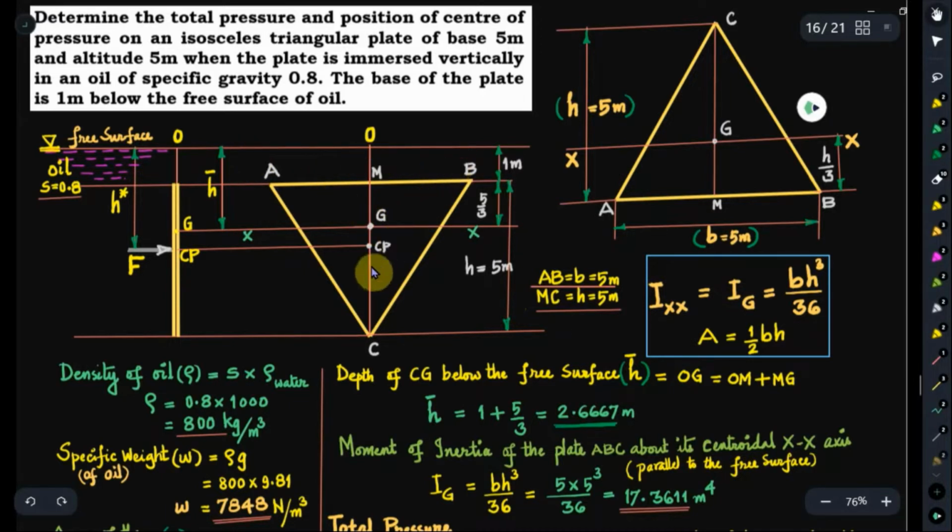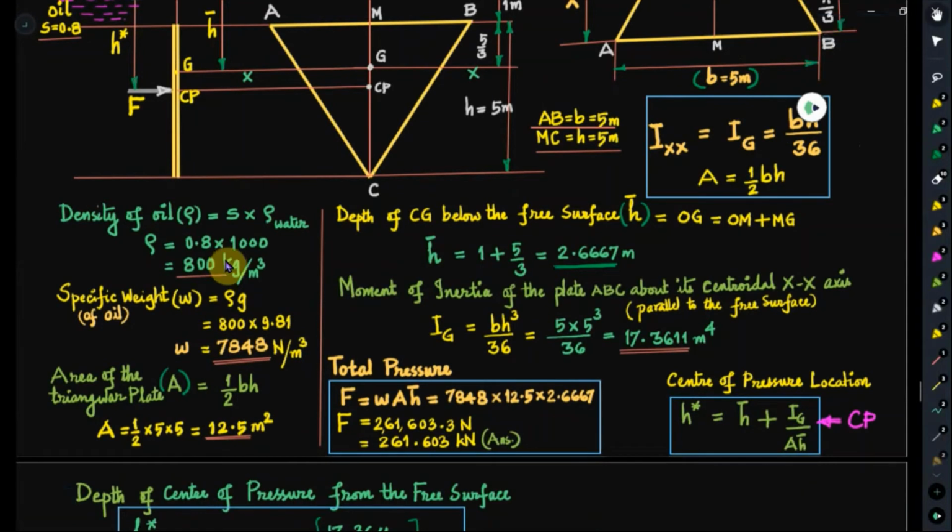We know that the center of pressure lies below the center of gravity in the case of vertically immersed surfaces. We have proved it also. H star is the distance from the free surface to the line of action of the total pressure. What is total pressure? It is designated by F. That is the resultant hydrostatic force acting on this plate is represented by F, and its line of action is at a depth of h star meters below the free surface. We know that h star is greater than h bar. And now how to find out h star and this magnitude of force F?